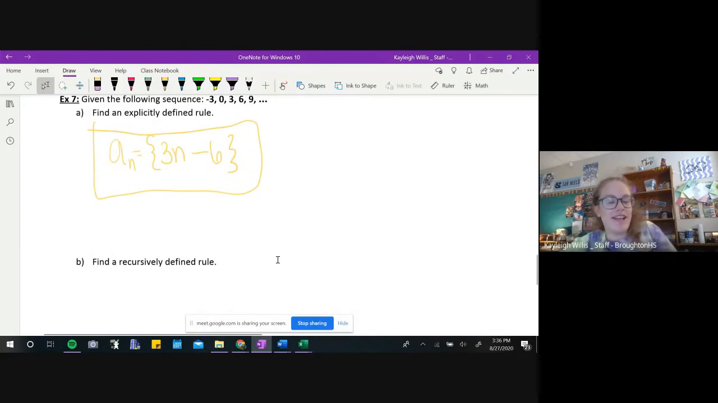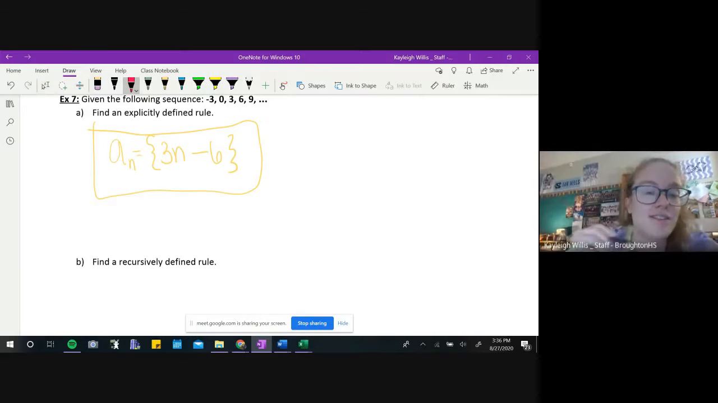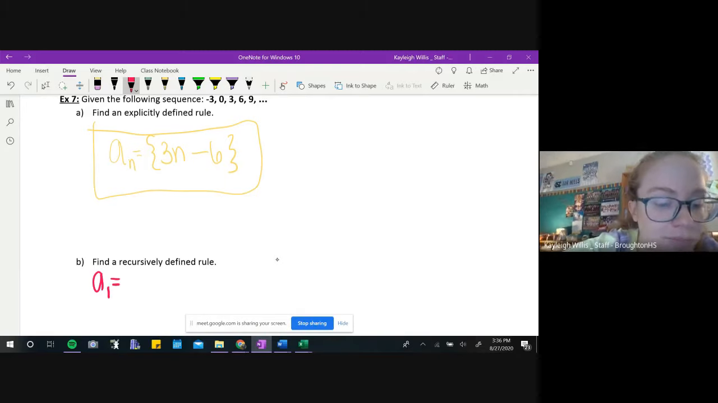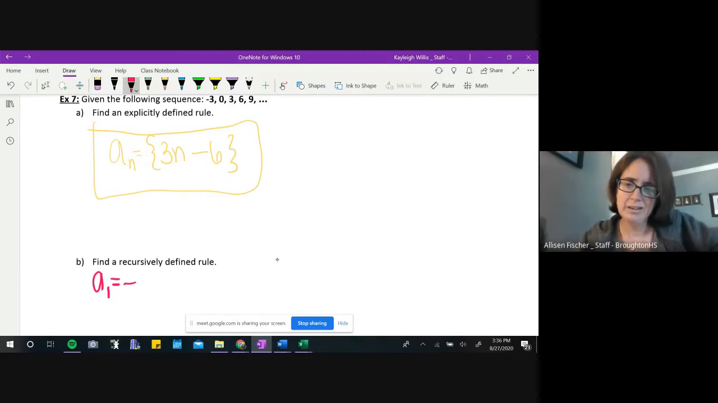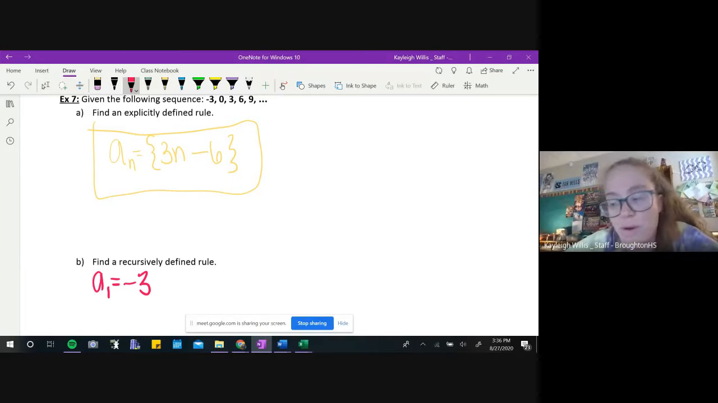Recursive now. So we haven't had to write a recursive, but it's super easy. So what we are going to do when we're writing this is you do have to state your 2 things. They want 2 things. So like in all the problems before, we have to state the starting term. So our starting term is represented by a sub 1. So a sub 1, and this one is the first term. So what's our a sub 1 going to equal? Negative 3.